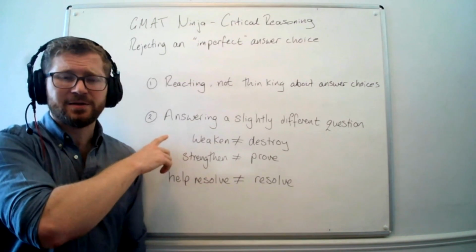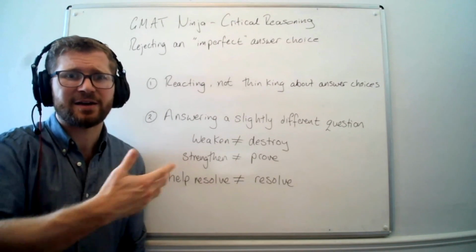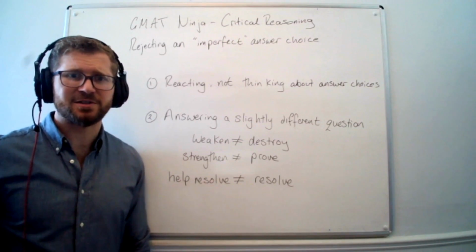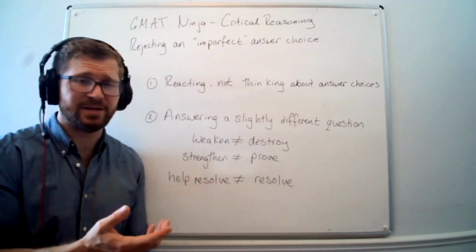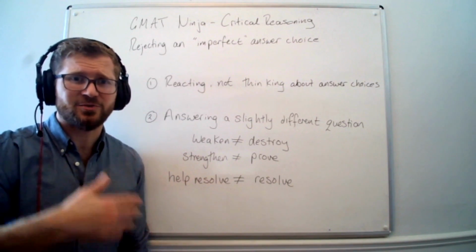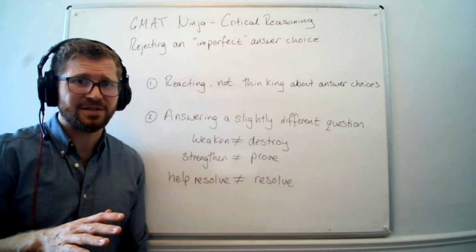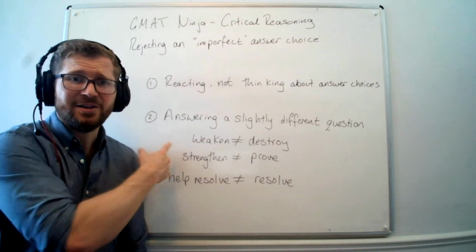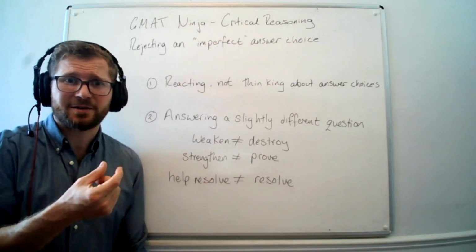The second way that we really see people rejecting imperfect answer choices is when in their head, they're answering a slightly different question to the one that's been written. And I've got the 3 most obvious ways this happens written down here. So if a question asks you, which of the following, if true, most weakens an argument, that doesn't mean you have to destroy the argument entirely. It just means you have to weaken it a little bit. And even if it's just a little bit, that might be the correct answer.